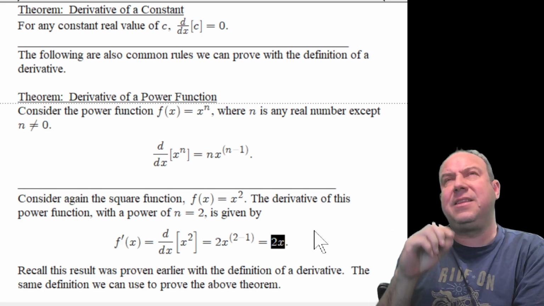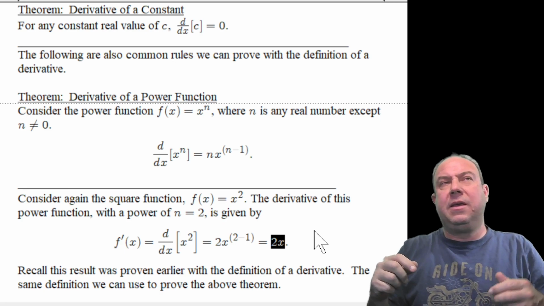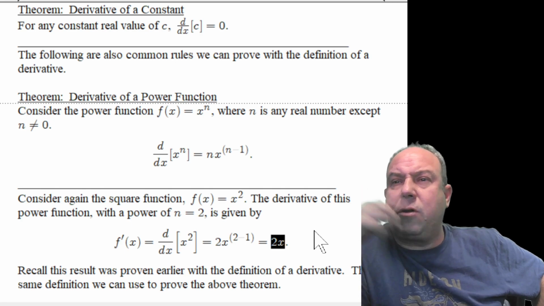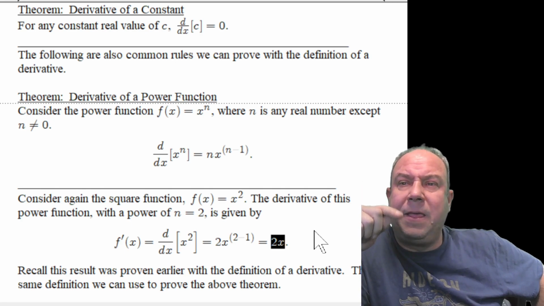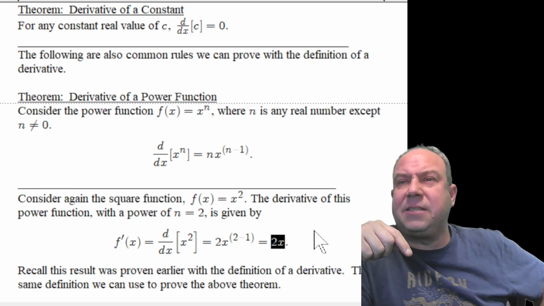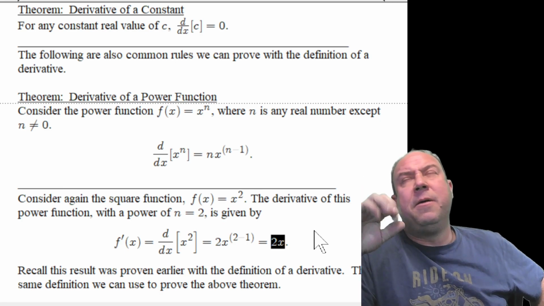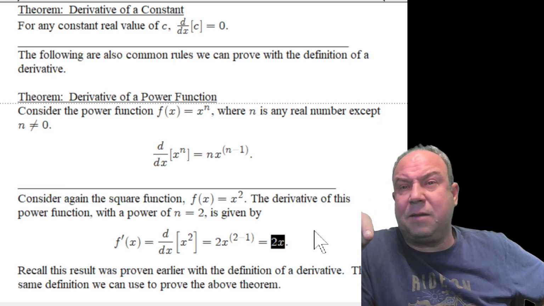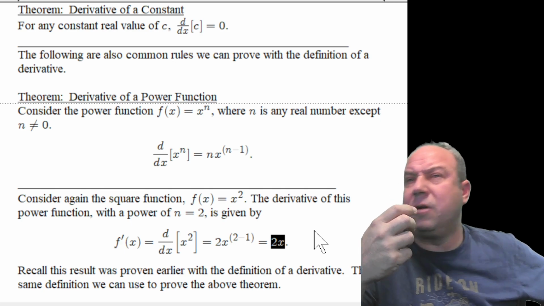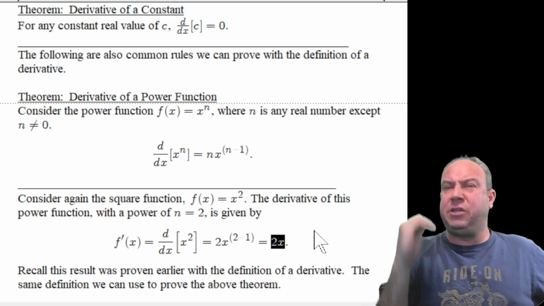If we had x to the negative second power, well, it would decrease by 1, so it would drop to negative 3. It would be x to the negative third power, but that negative second power would become the constant multiple. It would be negative 2x to the negative third power. That would be the power rule applied to x to the negative second power. Right? It's all about what is the power. The power will become the constant multiple in front, and then the power on x will reduce itself by 1.